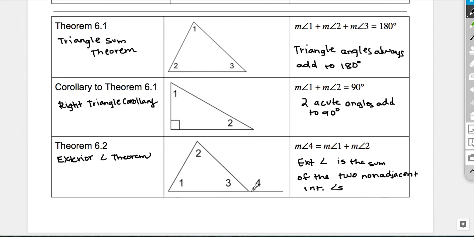So adjacent means that they touch. See how angle 3 and angle 4 share this ray? 3 is the adjacent angle. So we can't use 3 in this calculation. It has to be 1 and 2.